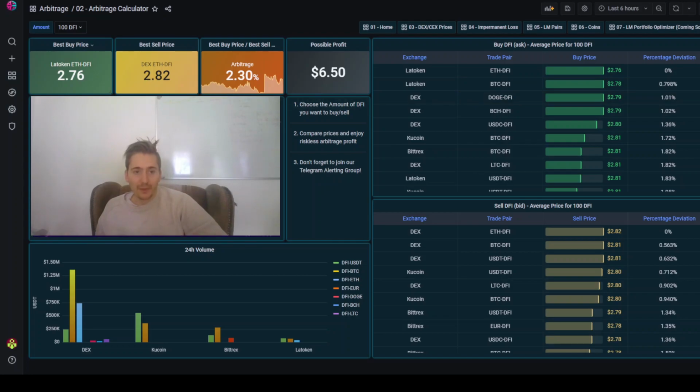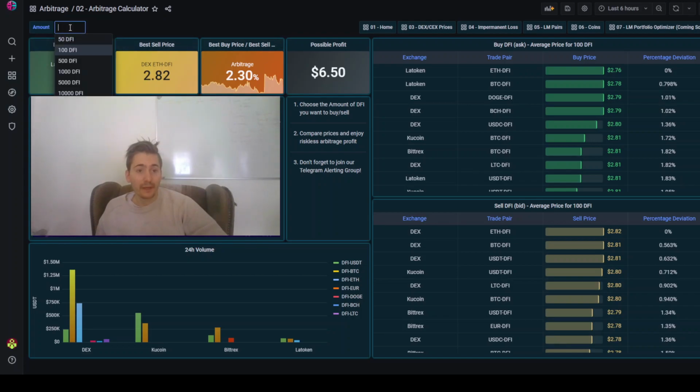Best buy price, in the top left-hand corner at the moment, is at La Token with the trading pair Ethereum to DeFi coin, for a price of $2.76. Best sell price is $2.82 at the Decentral exchange with the same trading pair. By the price difference of those 6 cents, which is the same as a 2.3% difference, you can generate a profit of $6.50 if you choose 100 DeFi coins to buy and sell at these prices.